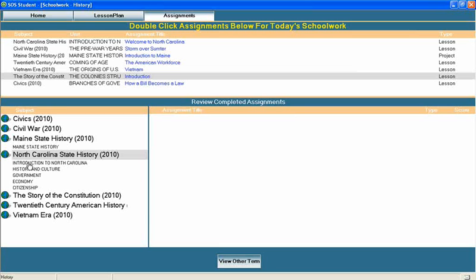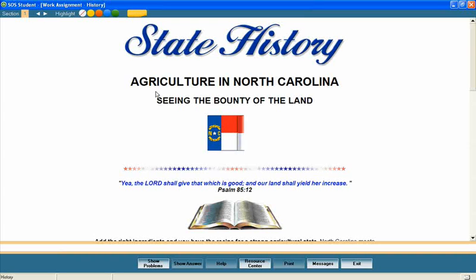The first format provides a traditional 5-unit course with multimedia-enriched text-based instruction, comprehension and review questions, and quizzes and tests. The 5 units in each of these courses cover an introduction to the state, history and culture, government, economy, and citizenship. Let's take a quick look at a North Carolina state history lesson to see how these 5-unit courses are presented. In a unit entitled Economy, let's look at a lesson called Agriculture in North Carolina.